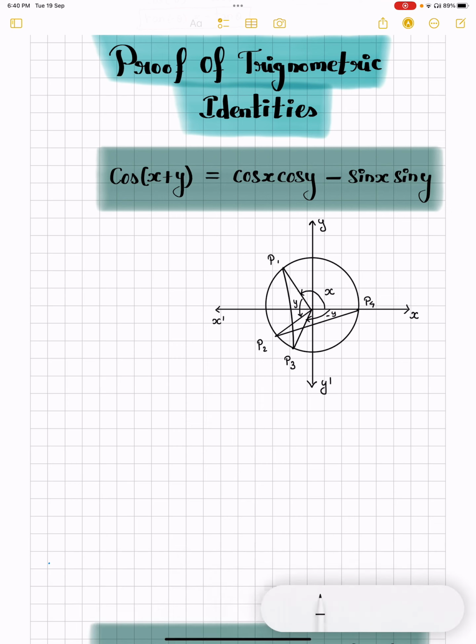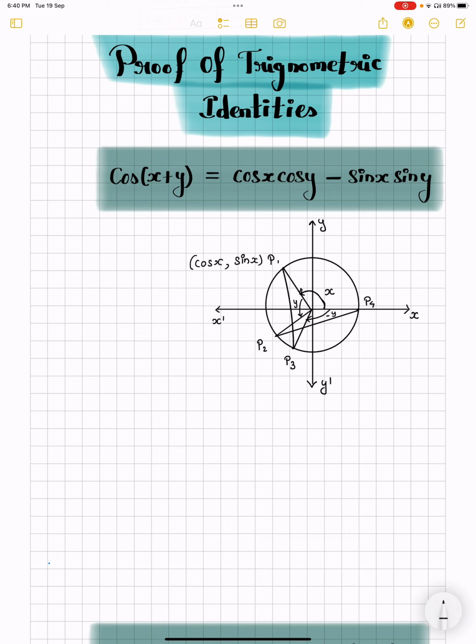Now, let me go ahead. Now, guys, we have P1 here. P1 lies on a circle, and that too on a unit circle. Then the angle which is getting formed here is x. So my coordinate of P1 is going to be cos x comma, and the y coordinate is sine, so it's going to be sine x. Since the angle is x, we got it.